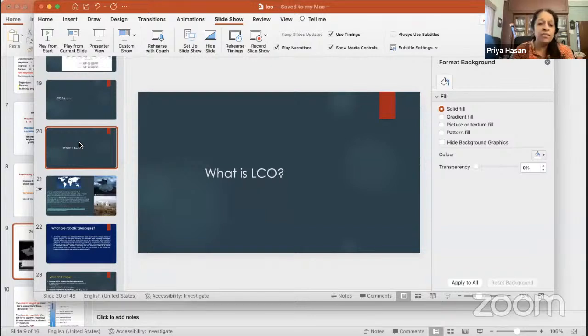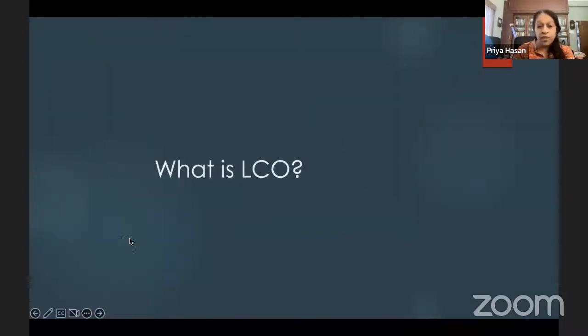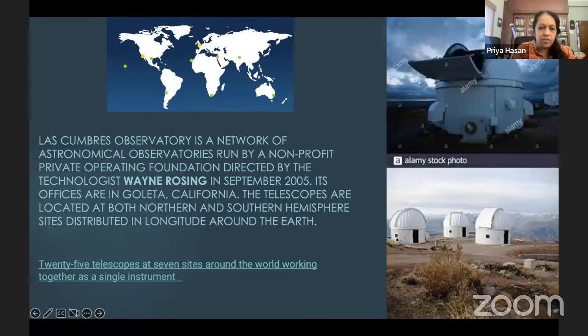Like you all know, our workshop is basically aimed at photometry with LCO, and you all are going to be actually observing with the telescopes. So let's now see what LCO is. LCO is called Las Cumbres Observatory. It's a network, like I told you, of 25 telescopes run at 7 locations. There are 7 different sites all over the world, and they work together as a single instrument.